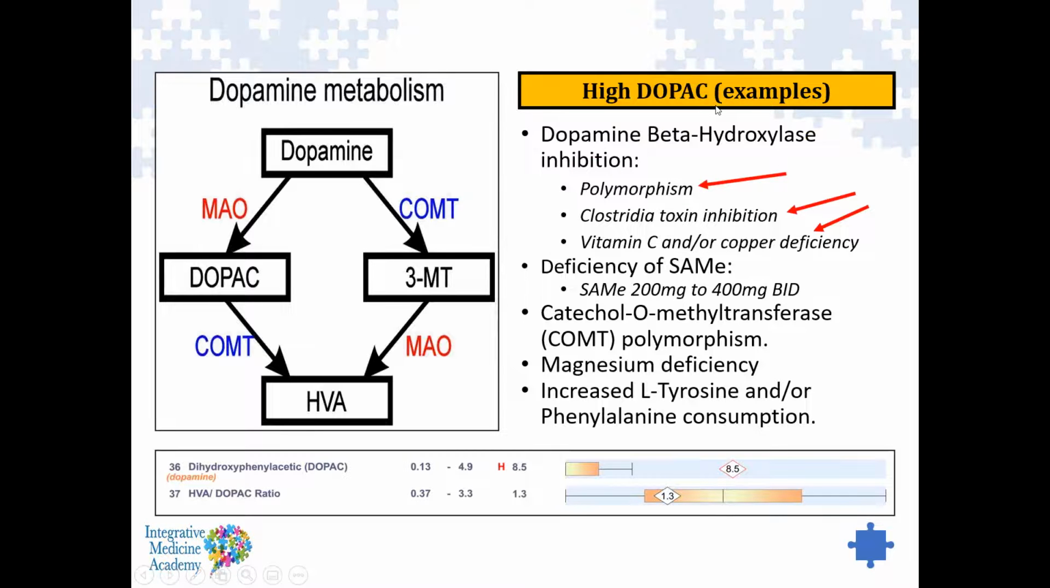So what could be causing elevations of DOPAC? A polymorphism in the dopamine beta hydroxylase, some genetic deficiency, an abnormal variant in dopamine beta hydroxylase activity might lead to it as well. One of the reasons you're doing the organic acid test is to check for Clostridia toxins, because we know that HPHBA, 4-cresol, and probably even 4-hydroxyphenylacetic acid could be inhibitors of dopamine beta hydroxylase activity. Vitamin C and copper deficiencies could lead to low activity of the dopamine beta hydroxylase as well.